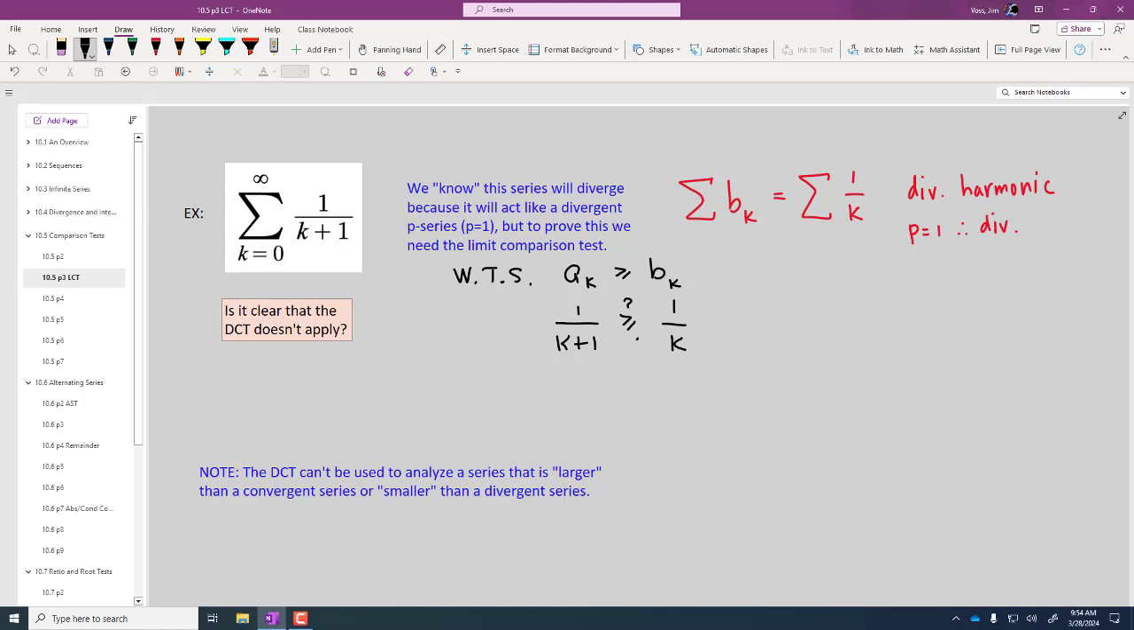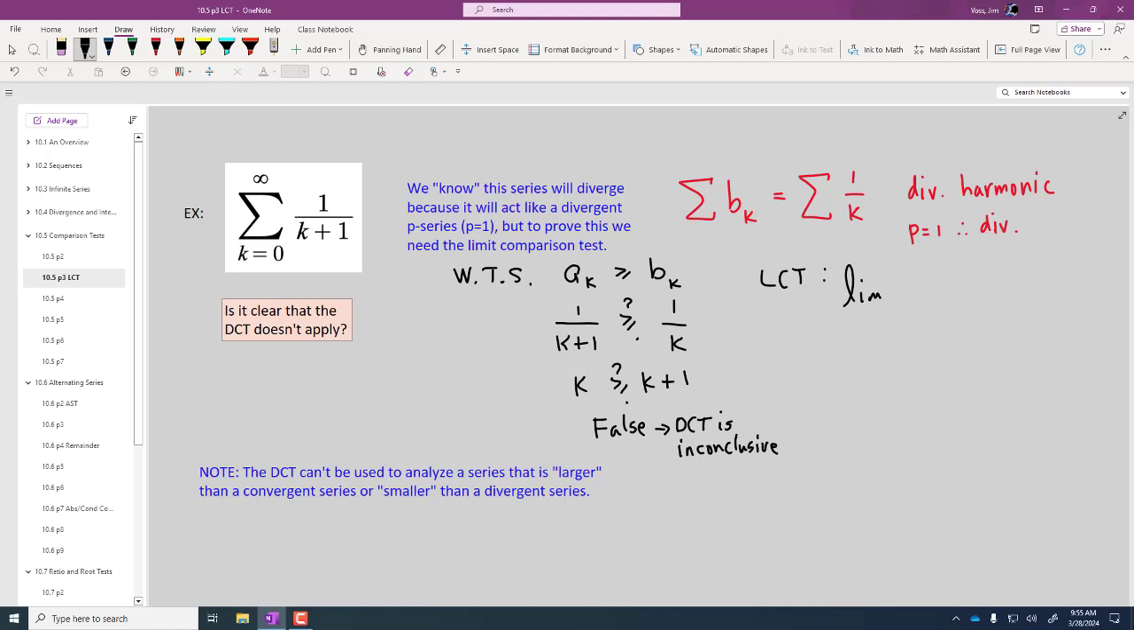Intuitively we say to ourselves, oh, the denominator here is bigger, so the fractions are smaller, right? So are we going to be able to show that this is true? Oops, nope. This is false. So the direct comparison test fails. It's inconclusive. This tells us that the DCT is inconclusive, and that tells us to go to the LCT.